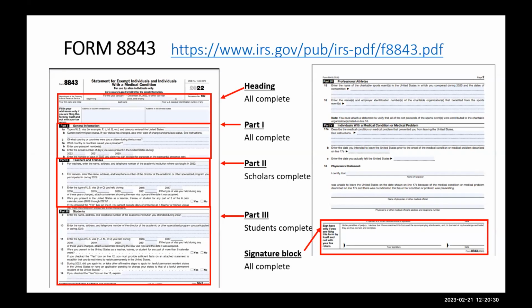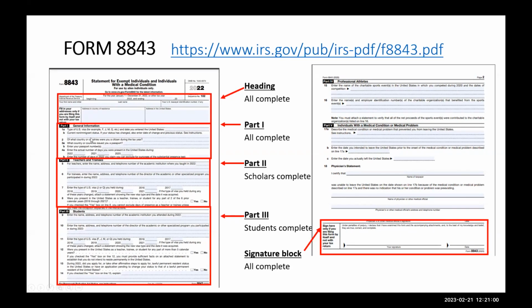So hopefully you were able to understand from your individual circumstance whether you are a resident alien or a non-resident alien for federal tax purposes. If you're a resident alien, then the rest of this workshop does not apply to you. If you're a non-resident alien and you have no US source income, then stick around and we'll look at how to complete the Form 8843.